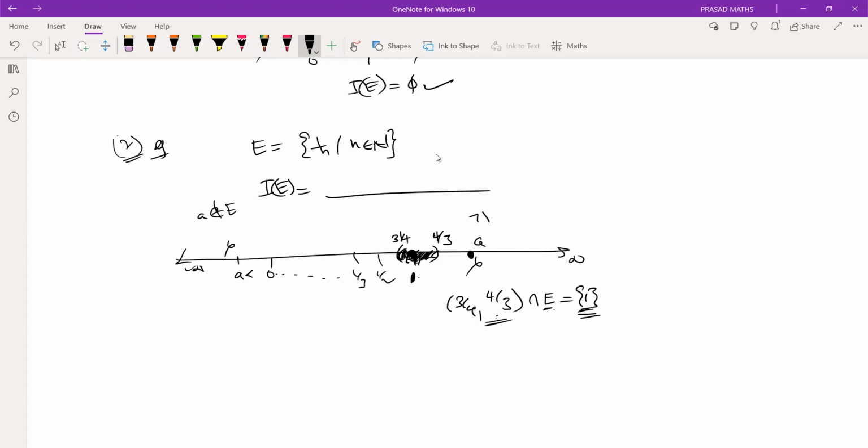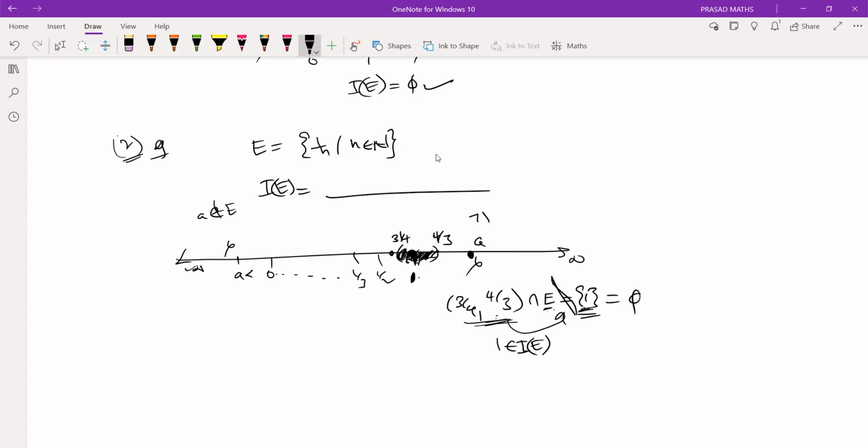Hence, that means if you delete 1, the intersection is empty. That means there is at least one neighborhood which never intersects the set E other than 1 itself. Therefore, 1 cannot be a limit point. Hence, 1 is an isolated point of the set E. Is it clear? Because 1 cannot be a limit point.